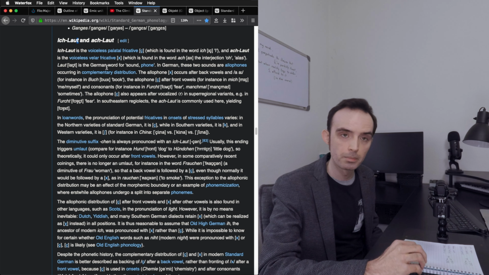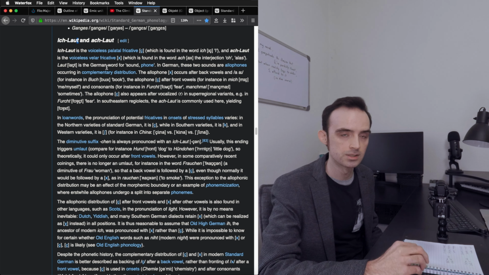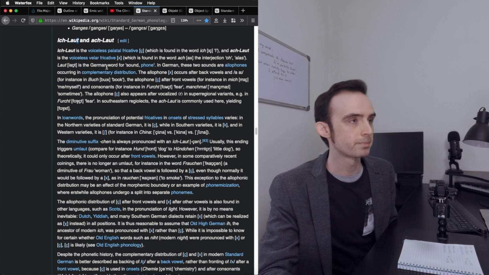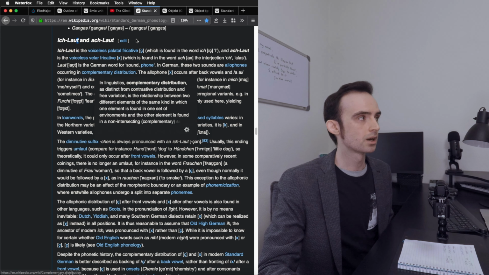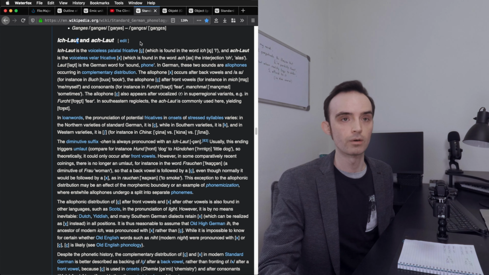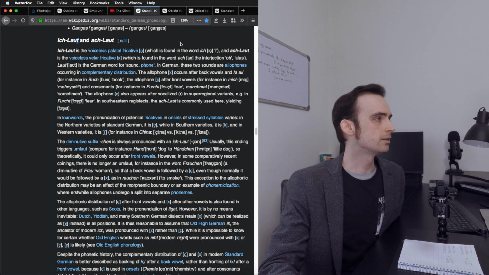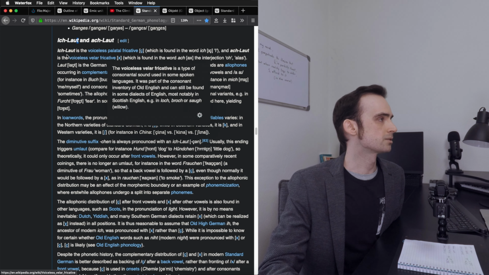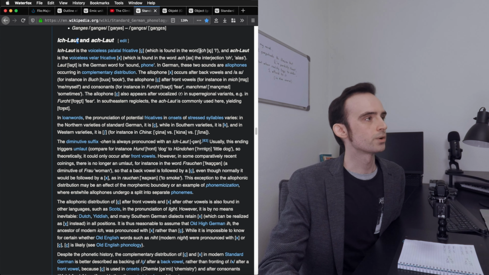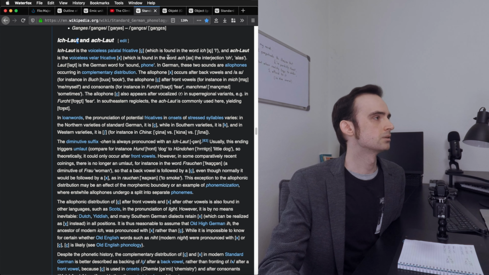So just think about what we've just been looking at with these Spanish and English examples. These two sounds in German are allophones of one and the same phoneme. And in this article we can take a look at the explanation. It says Ich laut is the voiceless palatal fricative, but we don't need to go into that much detail. Basically, it's found in the word ich, and the ach sound is found in the word ach.